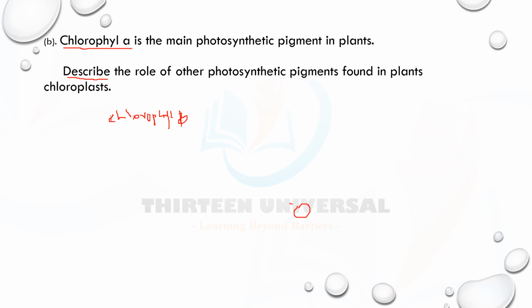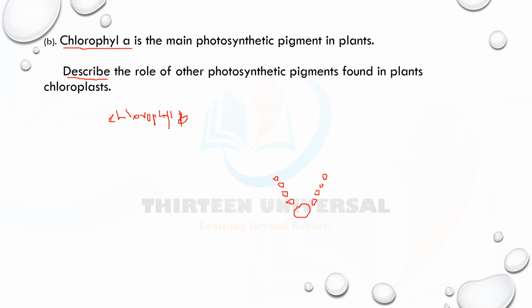Look at it. First of all, they form the antenna complex. Can you see the antenna complex? The antenna complex, these light harvesting clusters, we call it a photosystem. That's the photosystem here. If you check the photosystem, from here to here are the accessory pigments. They form the antenna complex. These are the accessory pigments.